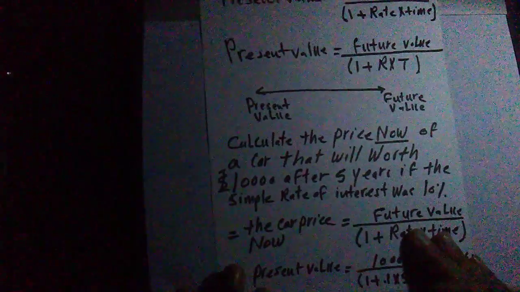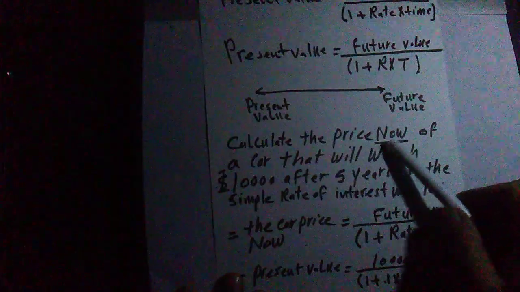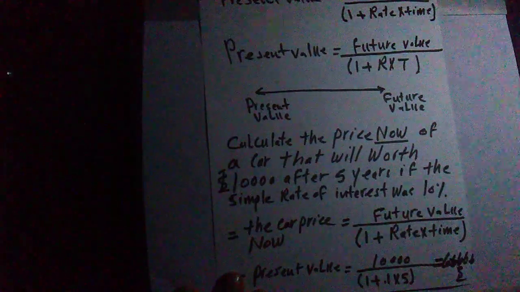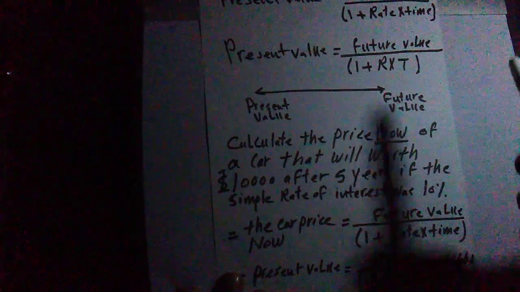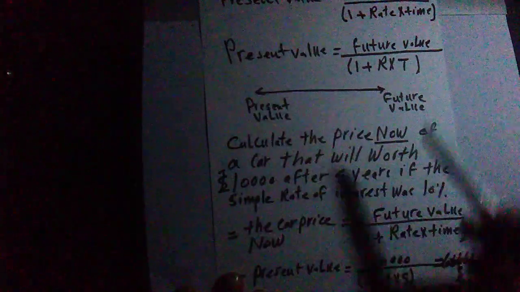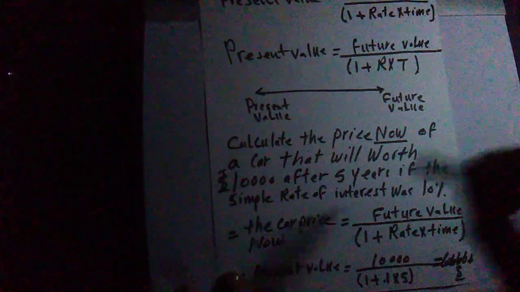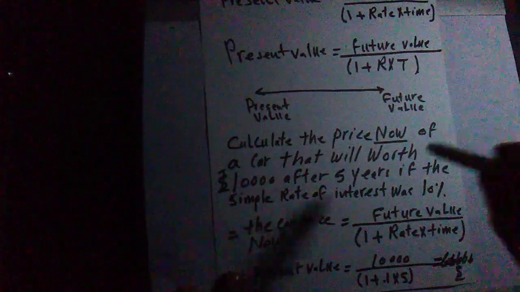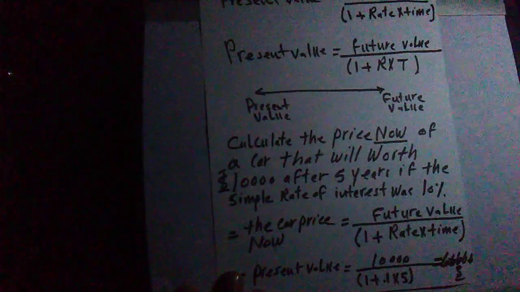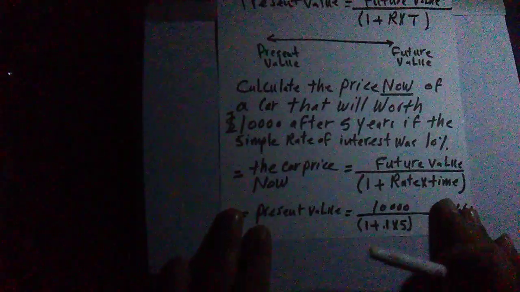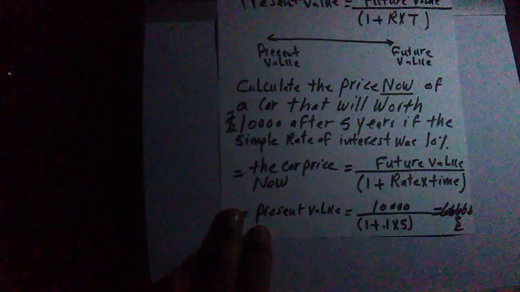If I tell you, as an example, the word "now" in the question, that means I need the present value. Like I told you, you know the price of the car after 10 years, but you don't want to know it after 10 years, you want to know it right away. What is the price of this car? What is it worth? So let's go through an example to make it close to your mind.